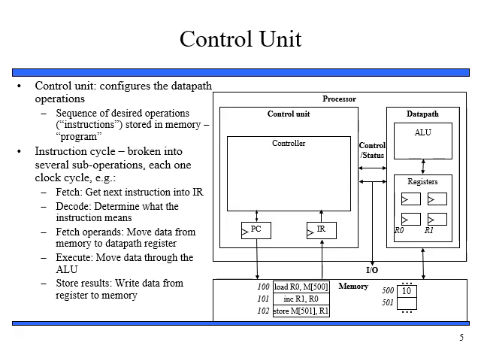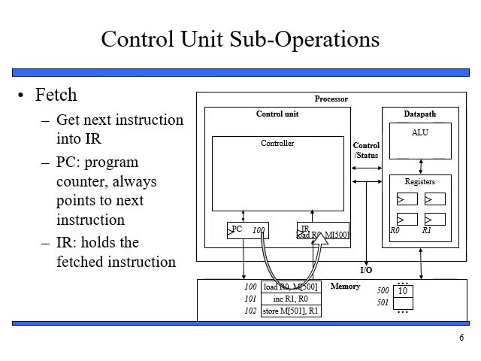So let's move on to the next slide. Our first sub-operation of the control unit is to fetch. As I have already told you, get the instruction into the instruction register. Program counter always points to the next instruction. Instruction register holds the fetched instruction. So you can see we have 3 instructions at addresses 100, 101 and 102. Our program counter currently points at memory location 100, and it holds the instruction of load R0, comma, memory of 500. So this instruction will be loaded to the control unit in the instruction register.